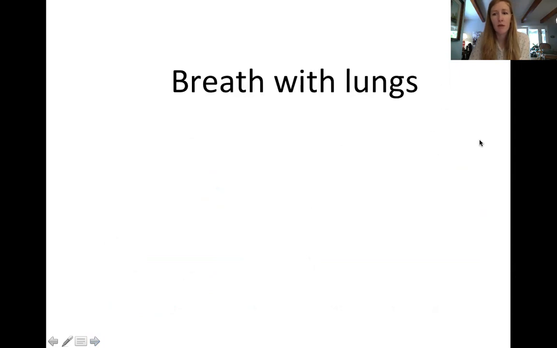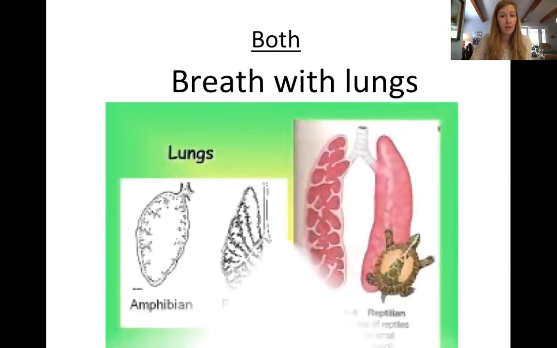Okay, which ones breathe with lungs? Both. Reptiles breathe with lungs their whole lives. Amphibians start with gills, but then they get lungs. So they both can breathe with lungs, or do at some point in their lives.